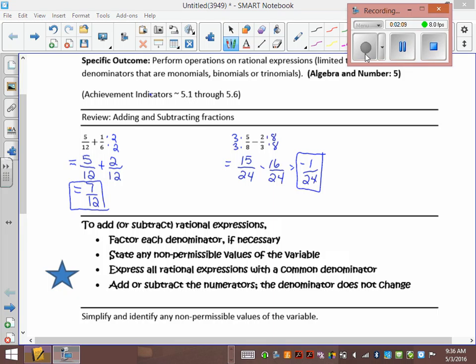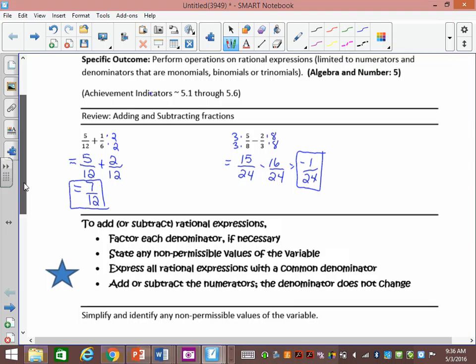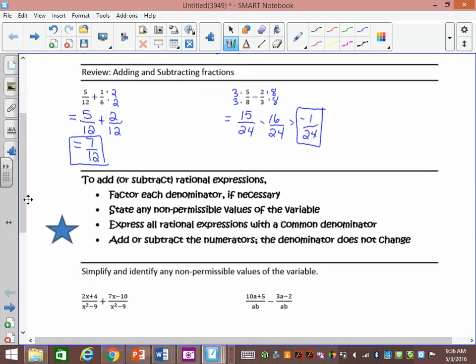Okay. So adding and subtracting rationals follows the same rule, but as we know, rationals involve trinomials and binomials and variables and all that fun stuff. So we have to factor each denominator first. So if necessary, when adding and subtracting rationals and solving, which is our next lesson after our major quiz, you have to factor the denominators if necessary. And then you state your non-permissible values, and then based on that, you'll get a common denominator. Okay? Then you add or subtract the numerators, just like we did with fractions.